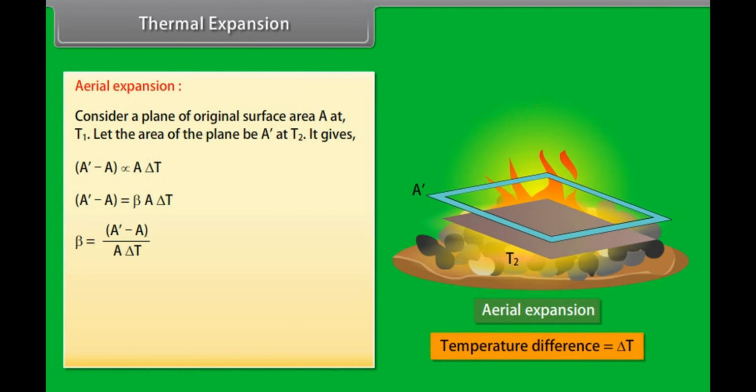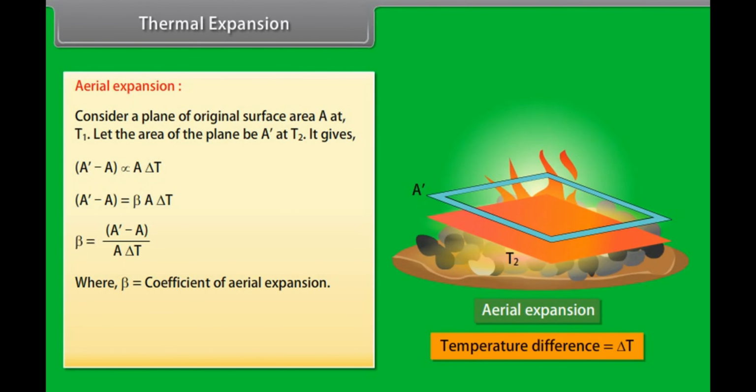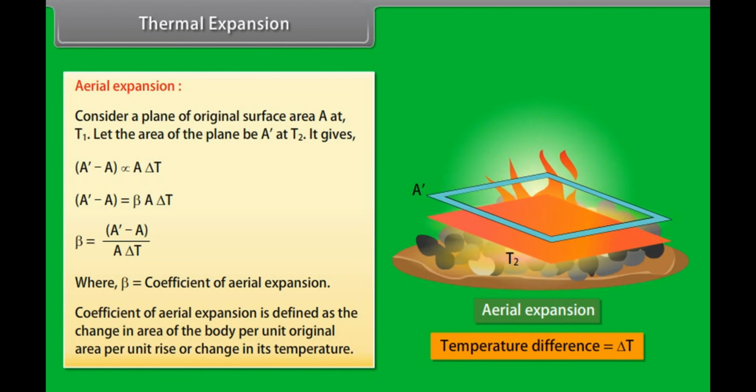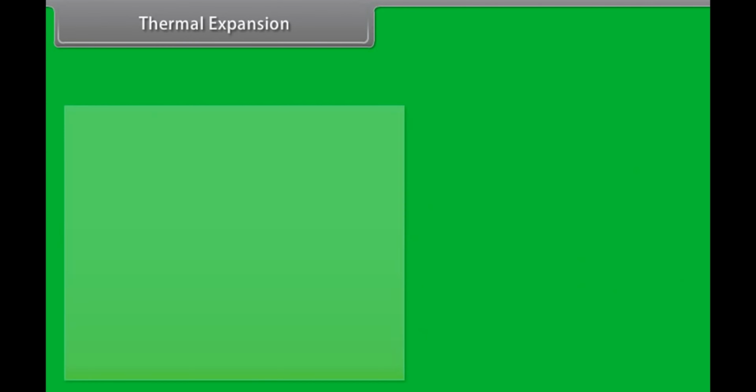The value of beta is equal to A dash minus A upon A delta T, where beta is the coefficient of aerial expansion. Coefficient of aerial expansion is defined as the change in the area of the body per unit original area per unit rise or change in its temperature.